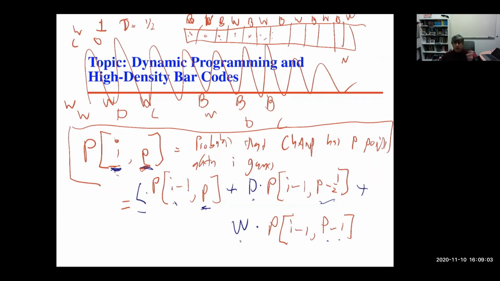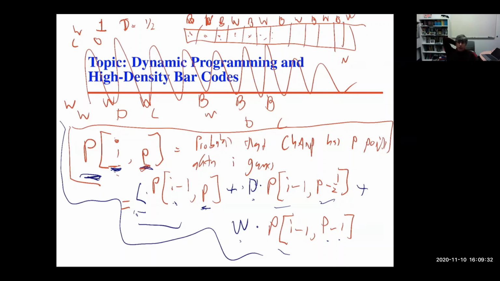This is now a recursive function. This value is depending on the previous values. And these loss, draw, and win probabilities are going to depend upon the right value of L, D, and W, which will depend upon whether the games are even or odd, whether I'm white or black. Does everybody see that it's an equation like this? That is a recursive function that is going to tell me what the probabilities are. Okay? Any questions?